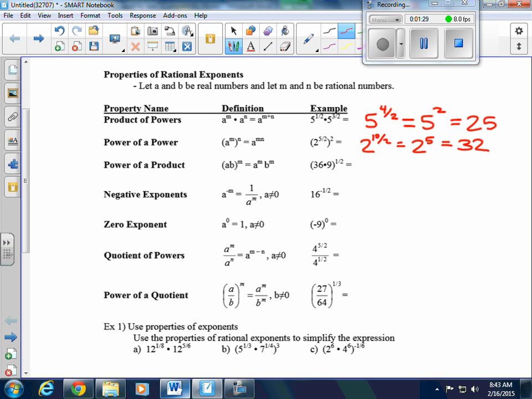The power of a product says that if we have a product raised to a power, we're going to have to take that power through to everything inside. So we're going to have 36 to the 1/2 times 9 to the 1/2. Well, 1/2 is the square root. So we're actually going to have the square root of 36 is 6. Square root of 9 is 3. So 6 times 3 is 18.